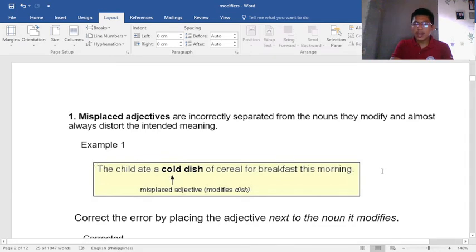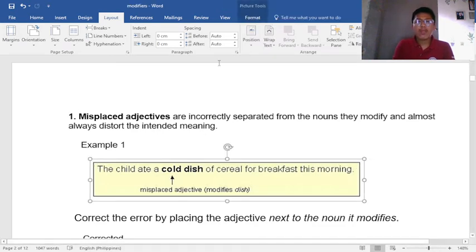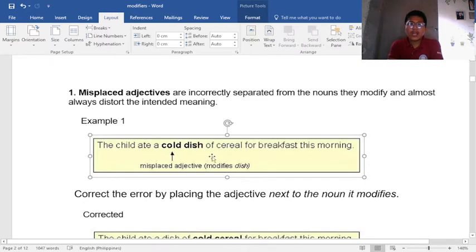Okay, excuse me. I'll try to highlight this one. Let's just read this one. I can highlight. Example, the child ate a cold dish of cereal for breakfast this morning. It is considered as misplaced adjective. Cold here is considered as the characteristic of a certain dish, meaning to say it describes the dish. So cold here is a misplaced adjective.